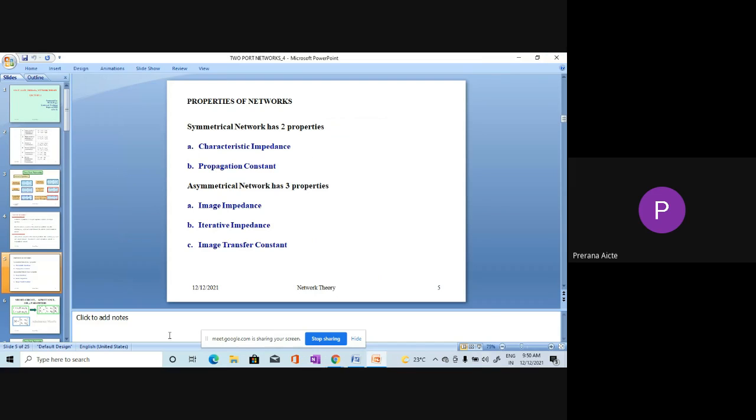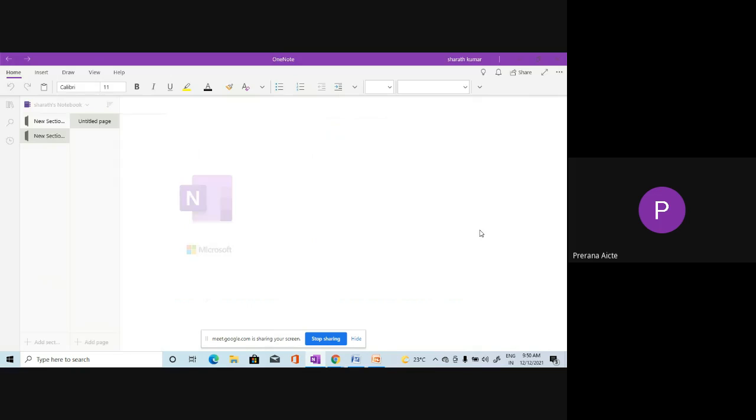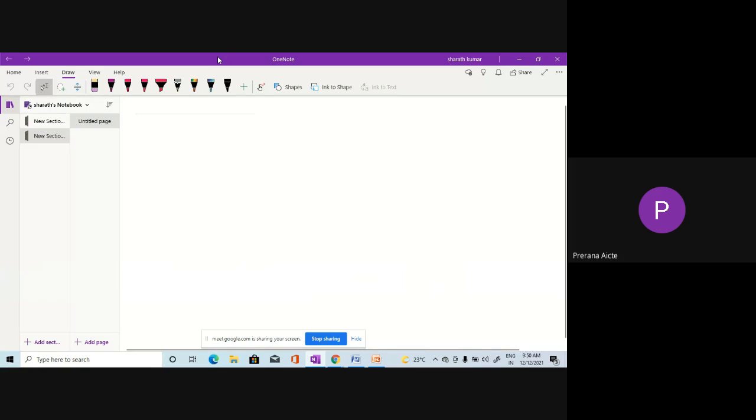We'll take out the screen. So take an asymmetrical network. I am assuming an asymmetrical network here.